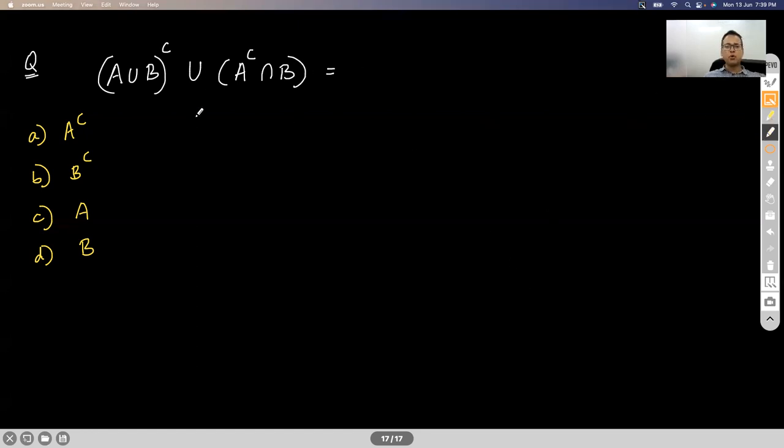Now, if you want to solve this by using a Venn diagram, then maybe it will become a little lengthy. I have not tried it using a Venn diagram, but what I feel is without a Venn diagram, it can be solved in a super easy way by using your algebra of sets. How? Let's see. The first expression, (A union B) whole complement, I can write as A complement intersection B complement. And let's copy the other terms as they are.